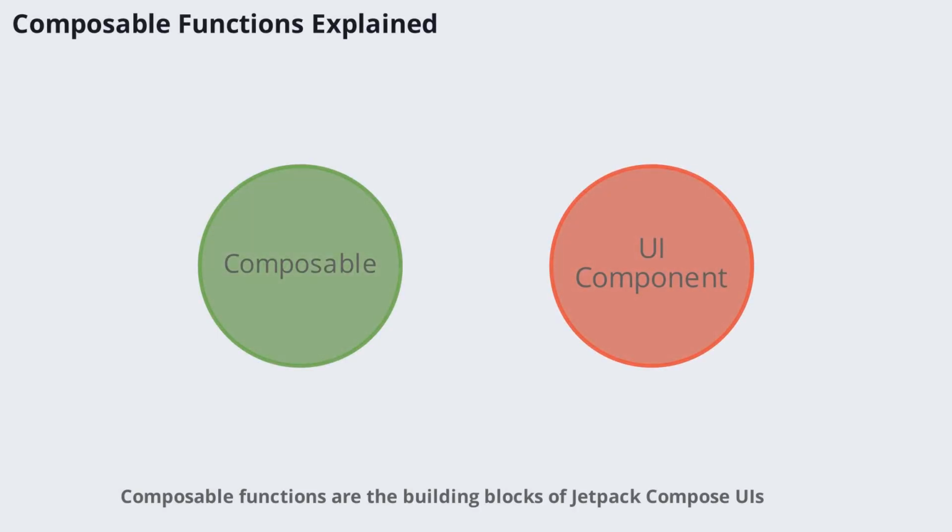Composable functions are the building blocks of Jetpack Compose UIs. They allow you to define reusable UI components that can react to state changes. By structuring your app with composables, you create a modular and flexible codebase that's easy to test and extend.